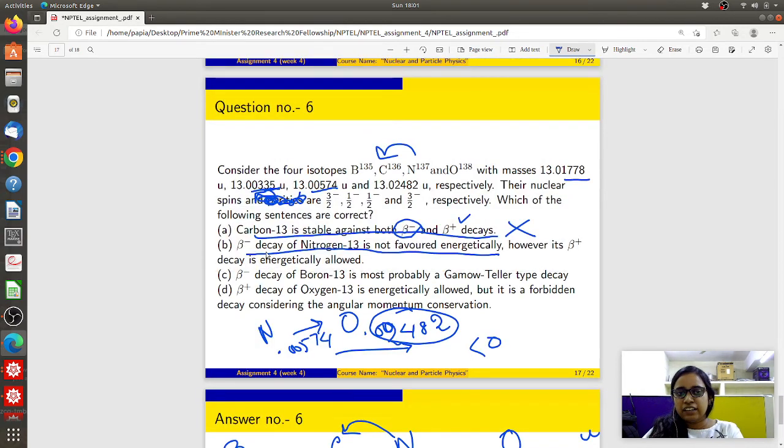So the second option, what is written here, that beta minus decay is not favored, however beta plus decay is energetically allowed, that means it's correct. Now coming to the third one.